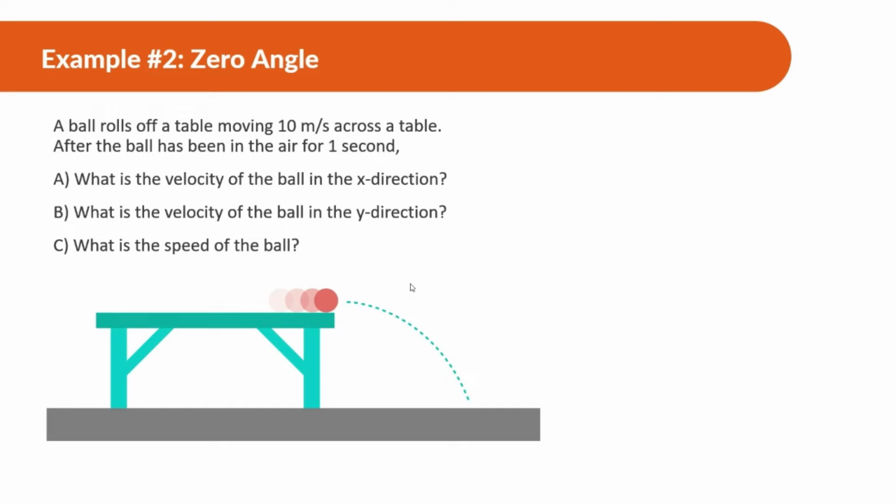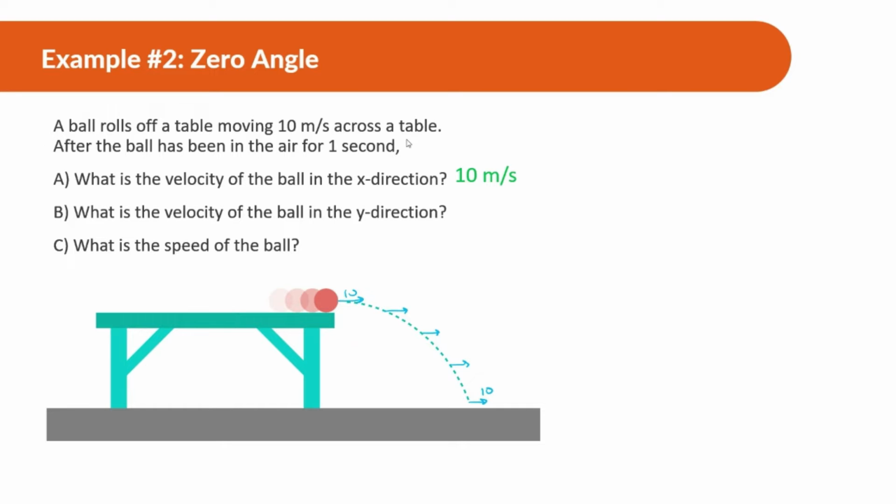A ball rolls off the table, moving 10 meters per second across the table. After the ball has been in the air for 1 second, A, what is the velocity of the ball in the x direction? B, what is the velocity of the ball in the y direction? And C, what is the speed of the ball? Very similar thing here. This ball is rolling off, and I'm going to draw it smaller. Let's say 10 meters per second. All throughout the motion, this ball is going to be going 10 meters per second in the x direction. It doesn't matter at the very beginning, at the very end, or any time in between. So this is just 10 meters per second in the x direction.